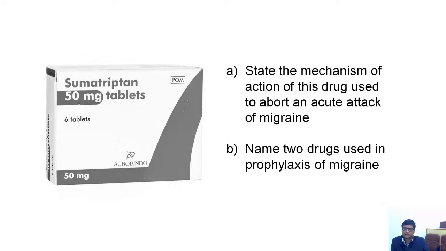Just remember, drugs for prophylaxis of migraine are different from drugs for acute attack of migraine. Okay? Like NSAIDs and sumatriptan or ergot alkaloids, they are for acute attack of migraine, and these beta blockers, calcium channel blockers, these anti-epileptic drugs, these are for prophylaxis of migraine. Okay?